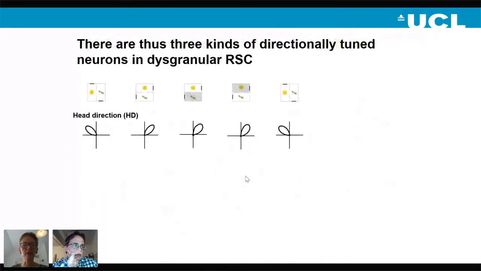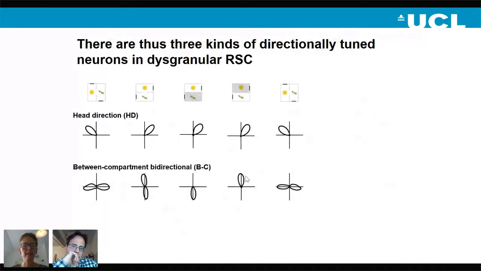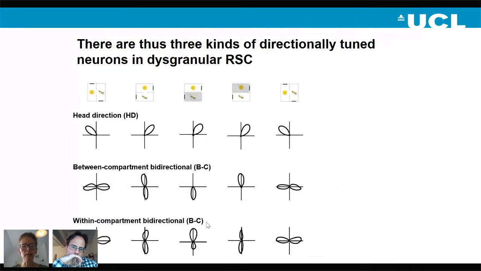So there's three kinds of cells in the RSC. There's ordinary head direction cells that always have a single tuning curve. There's these between-compartment bidirectional cells that look like they have two tuning curves, but if you look on a compartment by compartment basis, it's actually singular, and they're flipping. And then there's these within-compartment bidirectional cells that have two tuning curves. And we did a lot of head scratching about the last kind of cell and what could be going on there.